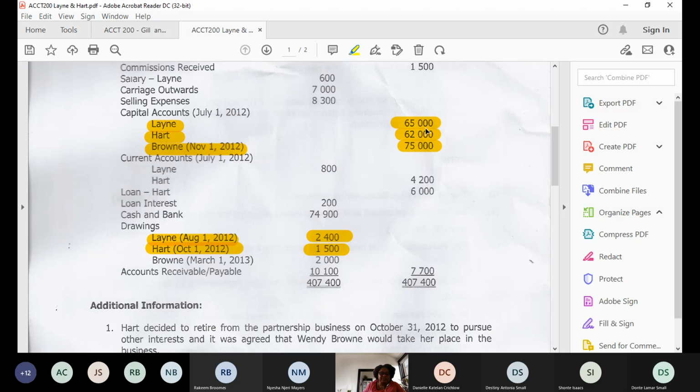Layne would have started with $65,000. But when we look at the capital account, we would have done revaluation up to when the partnership changed, they would have revalued the asset. So there was a gain on revaluation, which increased Layne's capital. There was also goodwill that increased Layne's capital. So then under the new agreement, Layne will get interest on the new capital balance that he has and not the old capital balance. So I want to mention those points.